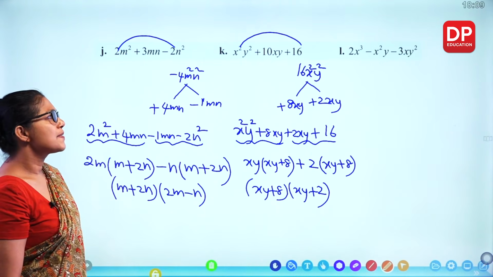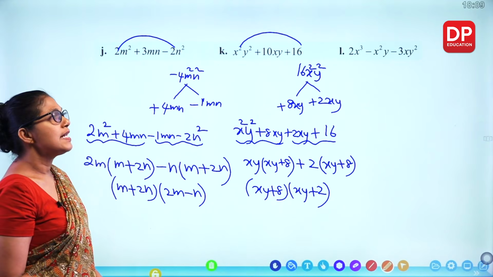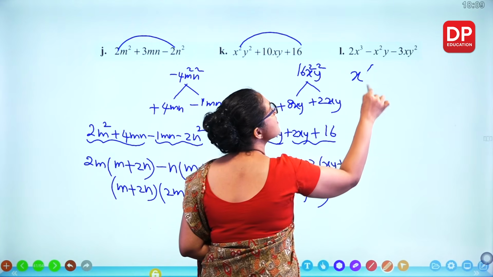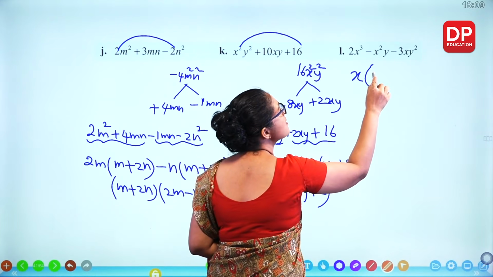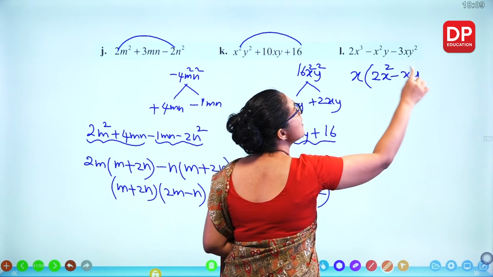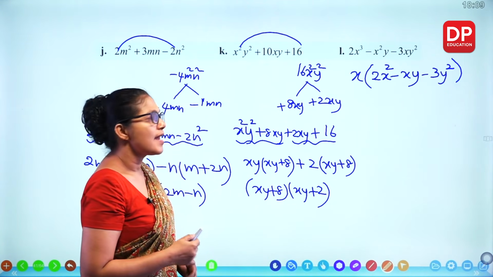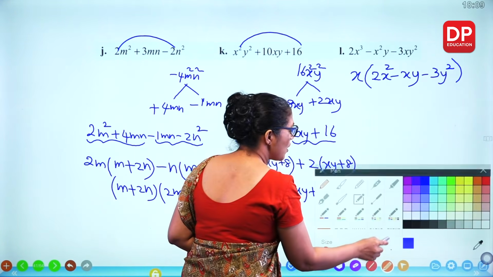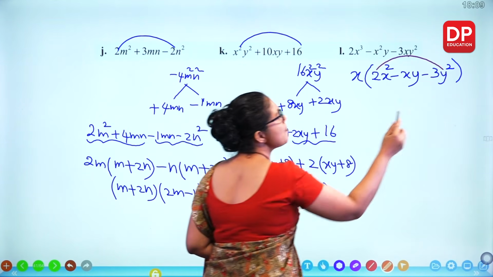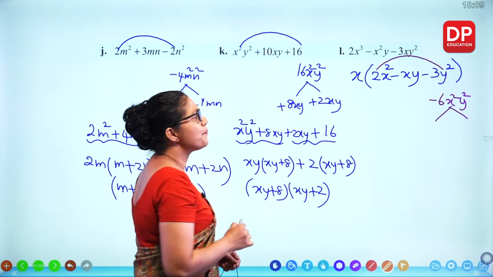Now look at the next example. Are there any common terms here? We can see x term is common for all three terms. So what can we do? We can take the x out. When you take x out, what's remaining? You get 2x squared minus xy and 3y squared. Now we can factorize this one. Here I can multiply these two. You get 2 and minus 3 becomes minus 6 x squared y squared.